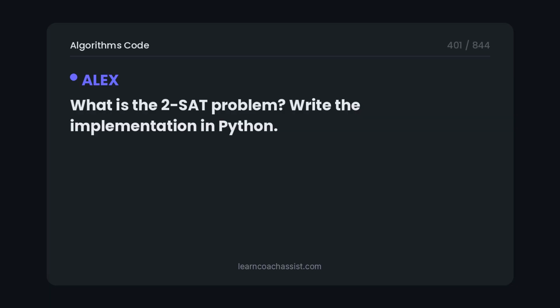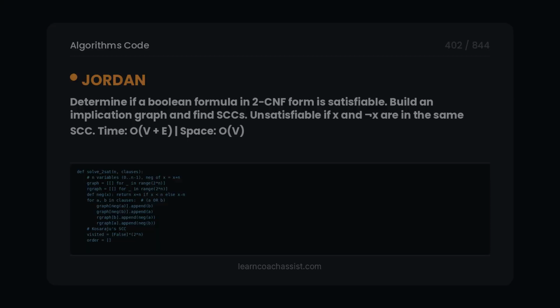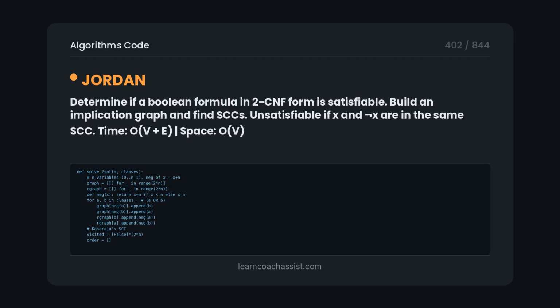What is the 2SAT problem? Write the implementation in Python. Determine if a Boolean formula in 2CNF form is satisfiable. Build an implication graph and find SCCs, unsatisfiable if x and not x are in the same SCC. Time O(V+E), space O(V).